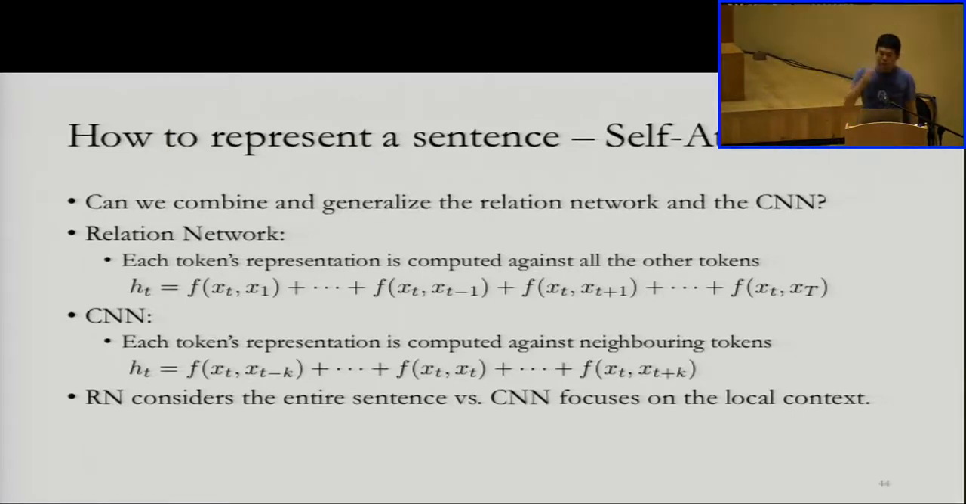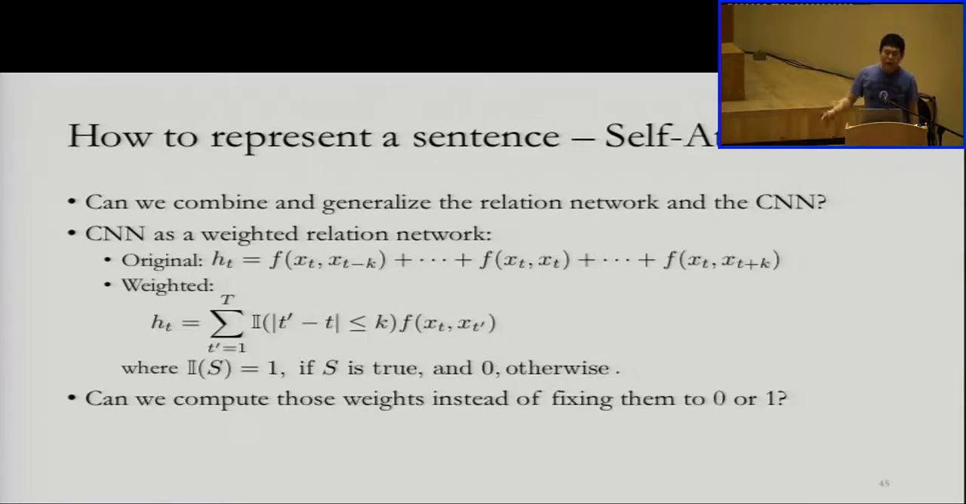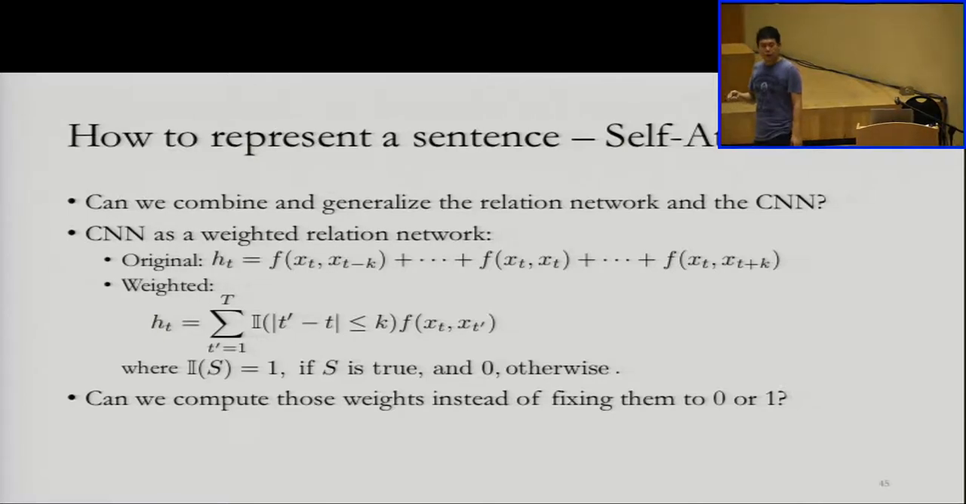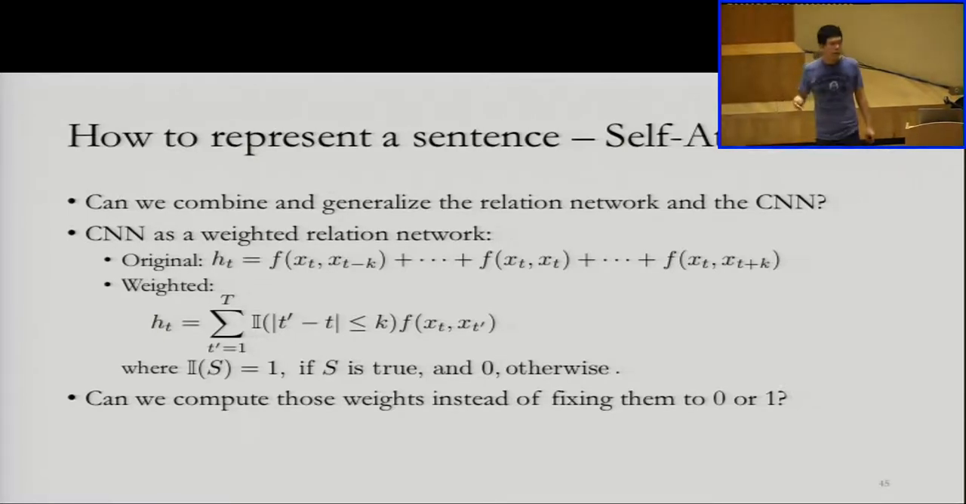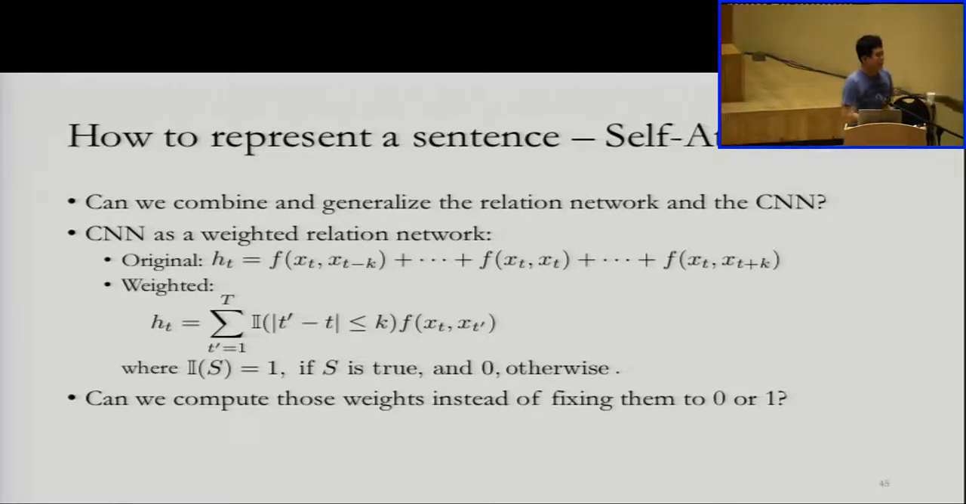Now, what that means is that you can rewrite it as a sum of all possible pairings, but with a weighting of either 0 or 1. So the nearby ones are going to have the weight of 1. Further away ones are going to have the weight of 0. So that's how it's written. And now you see the connection to the relational network, and how we can combine the convolutional network with the relational network.